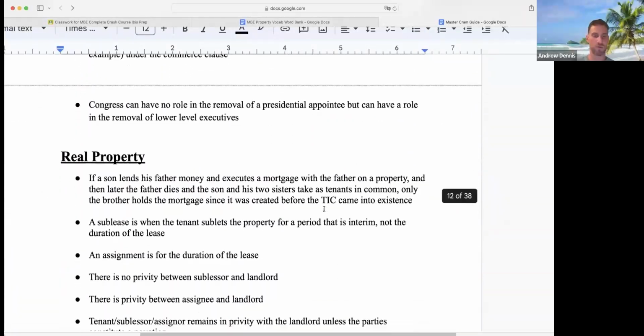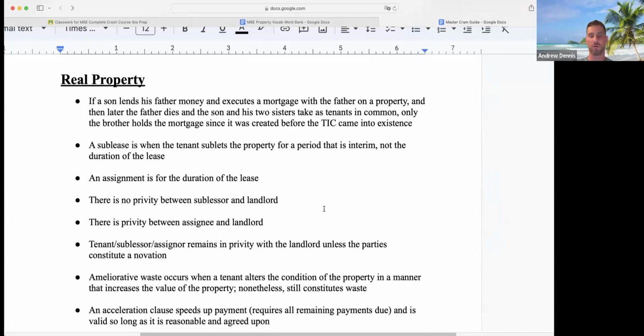Let's do real property. So real property is a subject that we can overperform in. Real property and Civ Pro, people tend to do really poorly in it, which means that's an opportunity for us to do very well. So if a son lends his father money and executes a mortgage with the father on a property, and then later the father dies and the son and his two sisters take as tenants in common, only the brother holds the mortgage since it was created before the TIC came into existence.